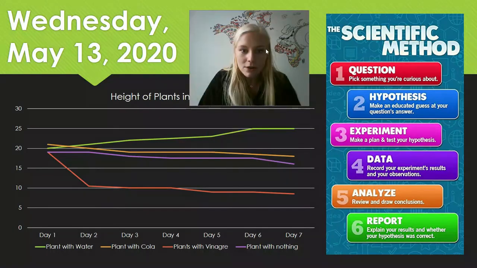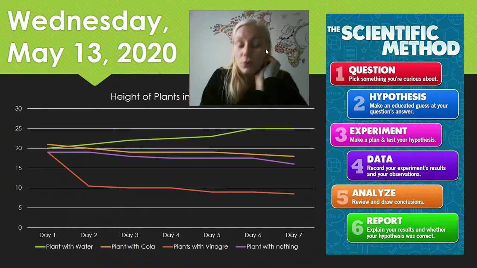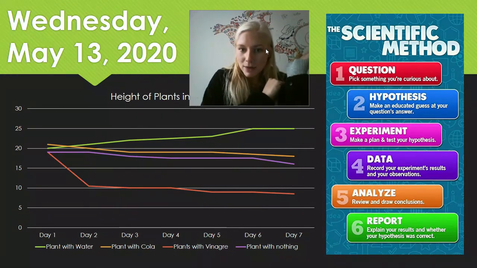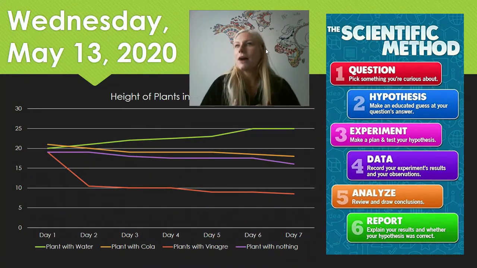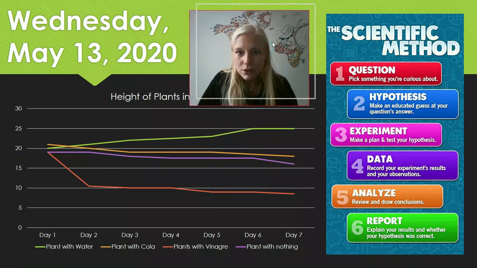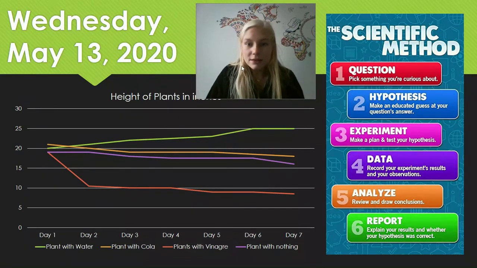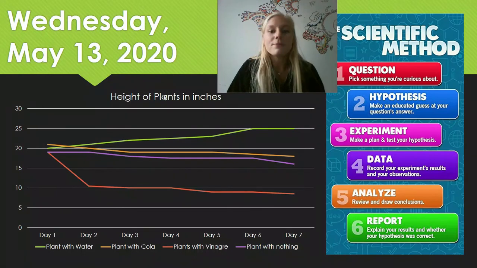For now, I'm going to give you guys what you're going to do for Wednesday. So, we're going kind of back to the plant experiment we talked about, and I showed you guys what happened to the plants as I fed them water, cola, vinegar, and nothing, right? So, here on this graph, that's better.